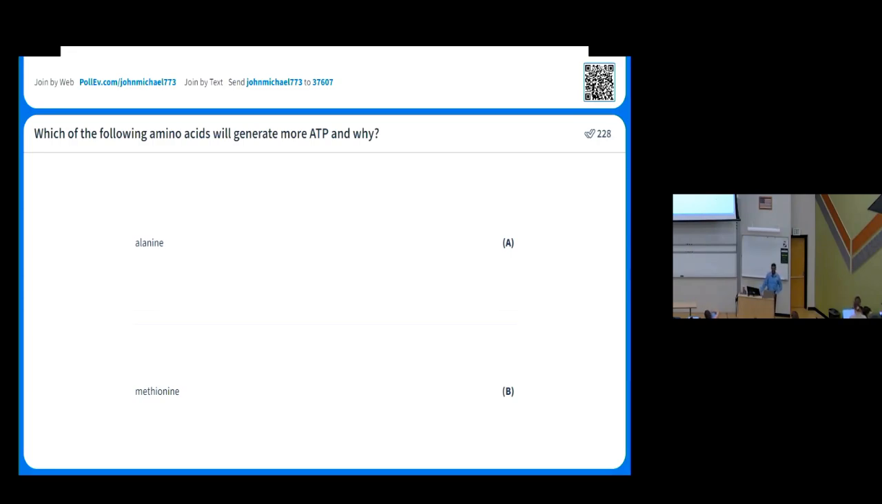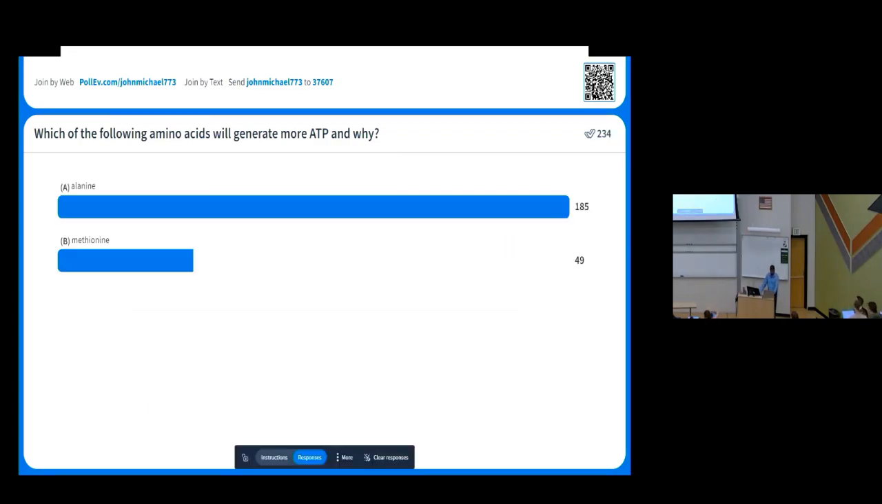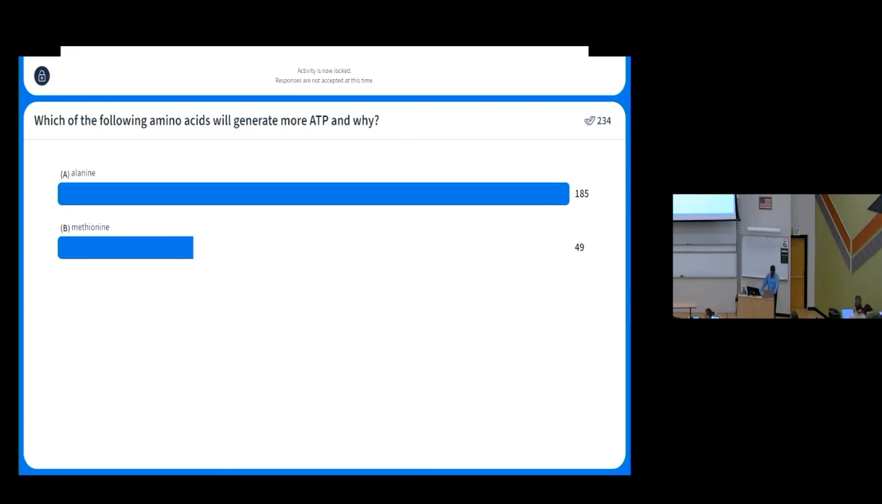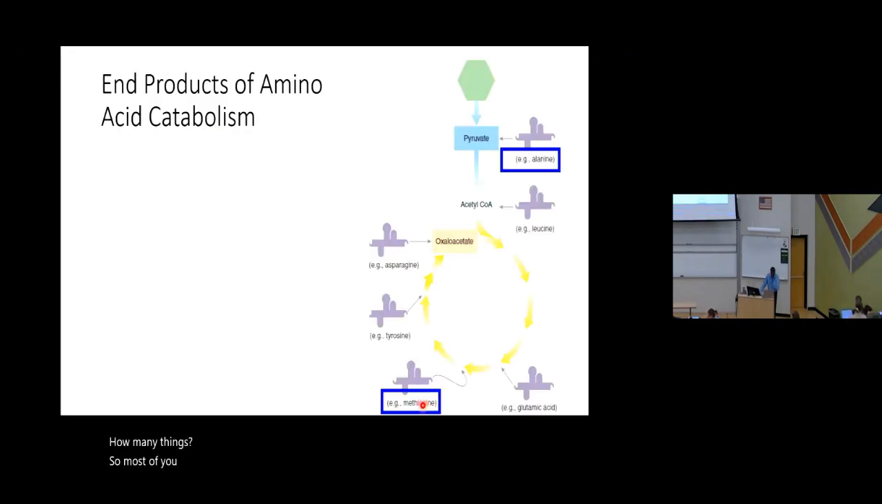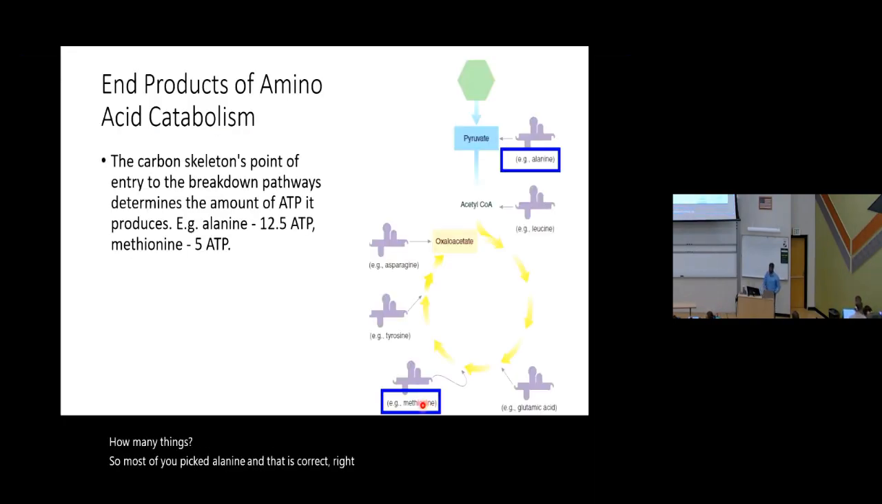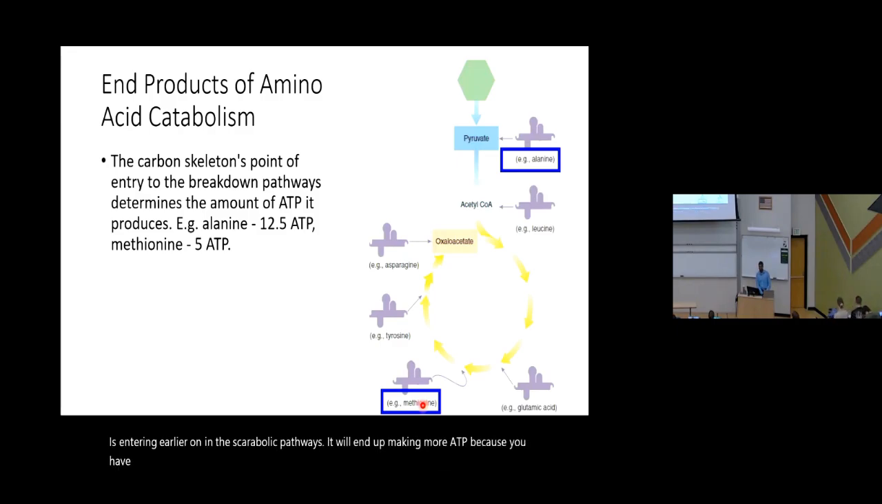Okay, how many of you think it's methionine? How many of you think it's alanine? Okay. So most of you picked alanine, and that is correct, right? Because we find that because alanine is entering earlier on in this catabolic pathway, it will end up making more ATP because you have more high energy electrons being released along the entire pathway than further down in this pathway.